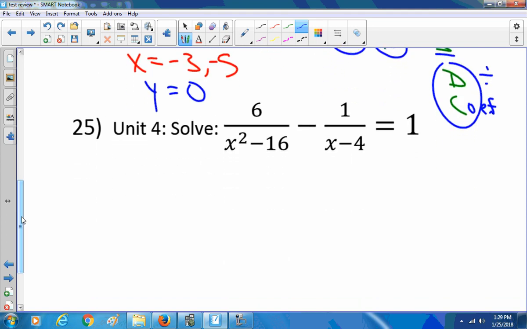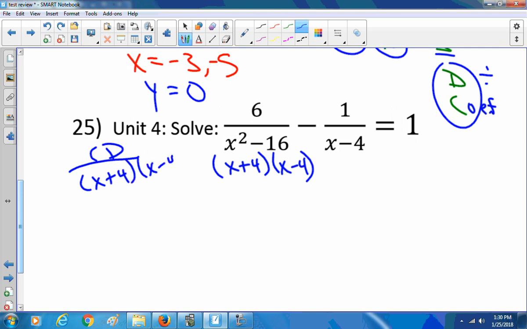Unit 4, common denominator time. X plus 4, x minus 4. So my common denominator is x plus 4, x minus 4. Restrictions are x cannot equal -4 and 4. First fraction doesn't need anything. Second fraction needs the x plus 4. And the third fraction, which is now written as a fraction, needs both. X plus 4, x minus 4.